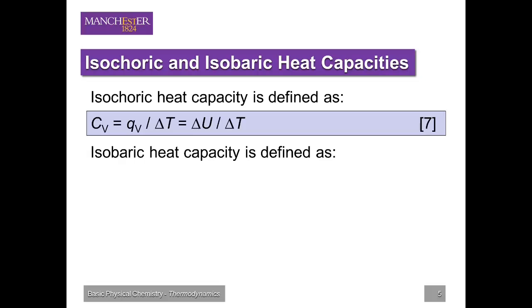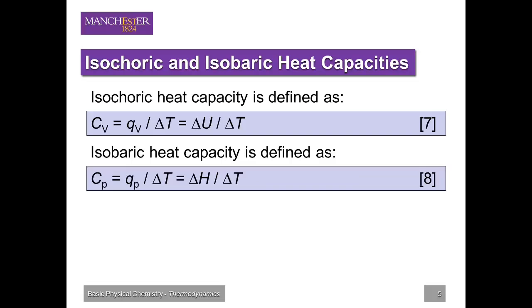Isobaric heat capacity, CP, is heat capacity recorded at constant pressure and is defined as the heat supplied at constant pressure, QP, divided by the change in temperature, delta T. Again, in lecture 4, covering the first law of thermodynamics, we proved that QP is equal to the change in enthalpy, delta H, and thus the isobaric heat capacity is the change in enthalpy divided by the change in temperature. This result is quoted as equation 8. Thus, the isochoric and isobaric heat capacities represent the slopes of the graphs of internal energy U and enthalpy H against temperature respectively.